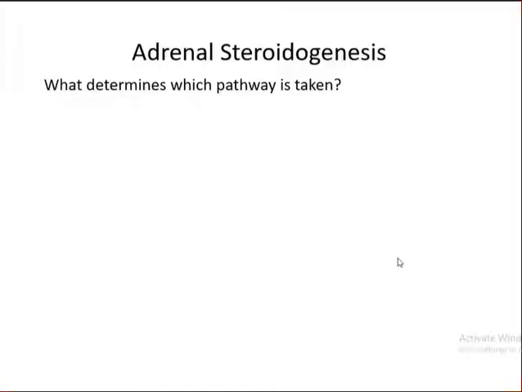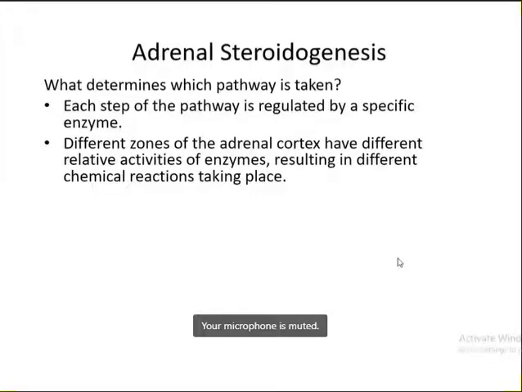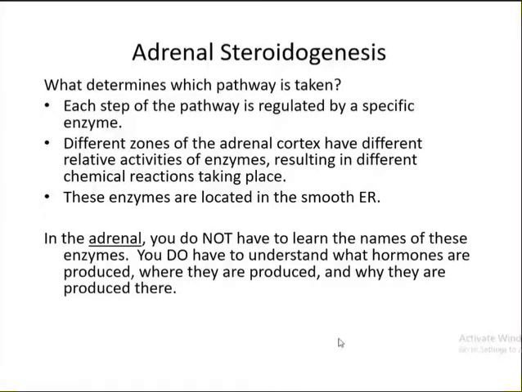Listen carefully. Each step of the pathway is regulated by a specific enzyme. Different zones of the adrenal cortex have different relative activity of the enzymes, resulting in different chemical reactions taking place. These enzymes are located in the smooth endoplasmic reticulum. Some enzymes are located in mitochondria, but the path-determining enzymes are located in smooth endoplasmic reticulum. In the adrenal, you do not have to learn the names of these enzymes. You do have to understand what hormones are produced, where they are produced, and why they are produced there.